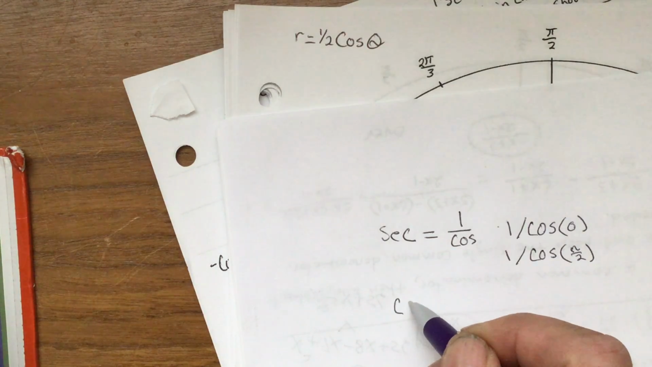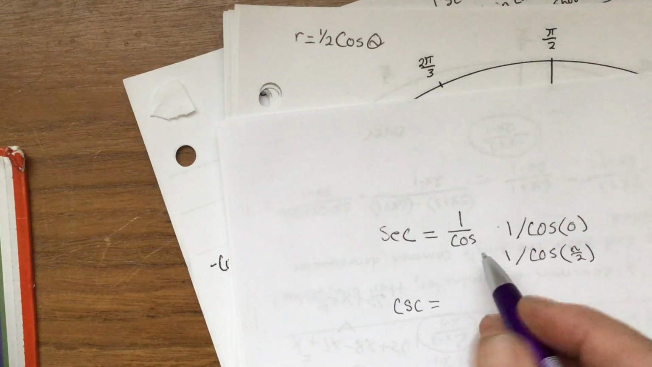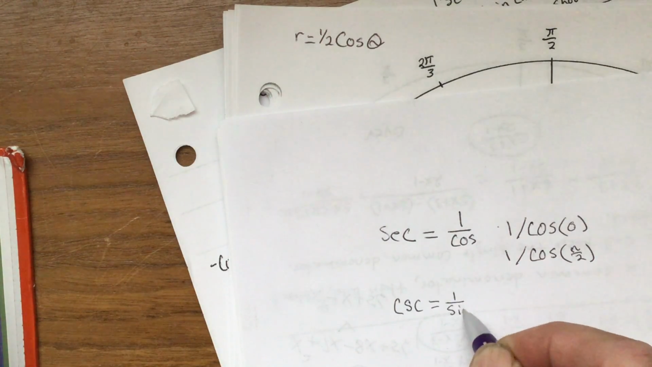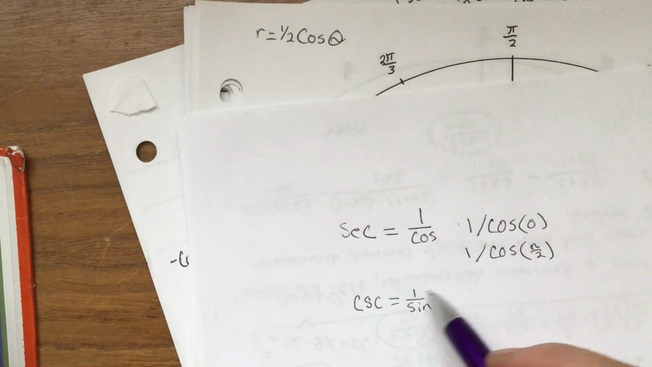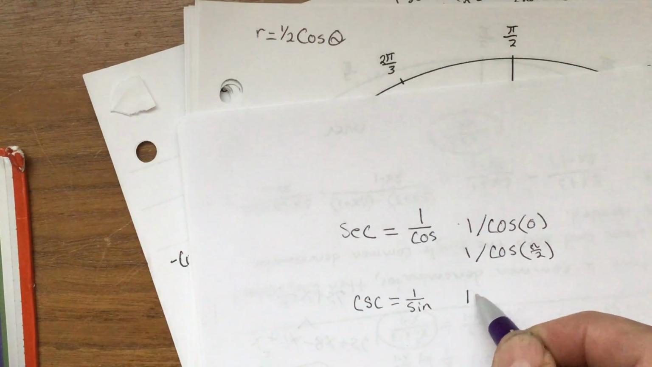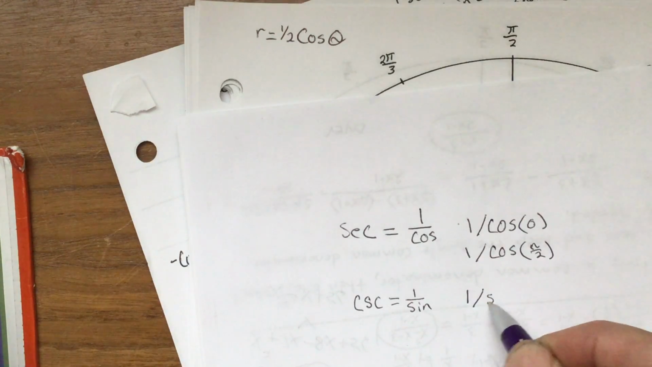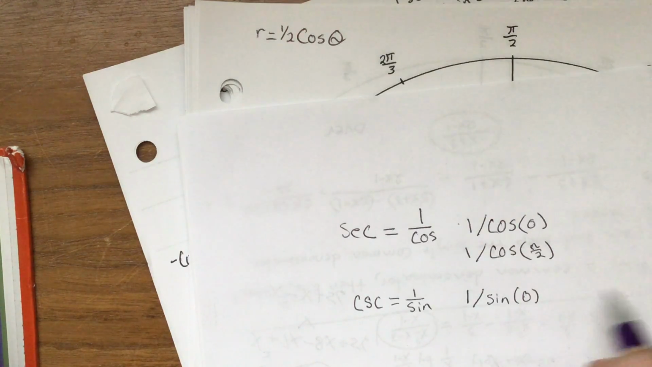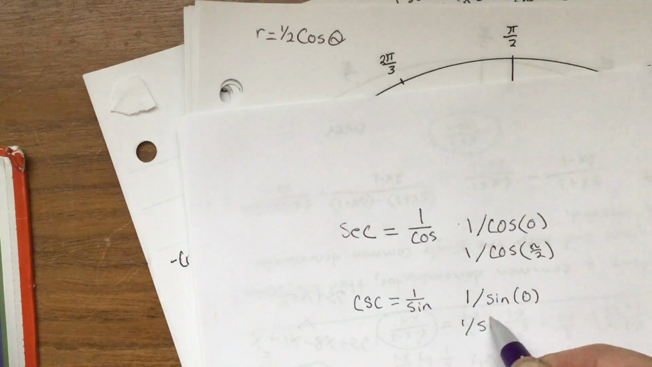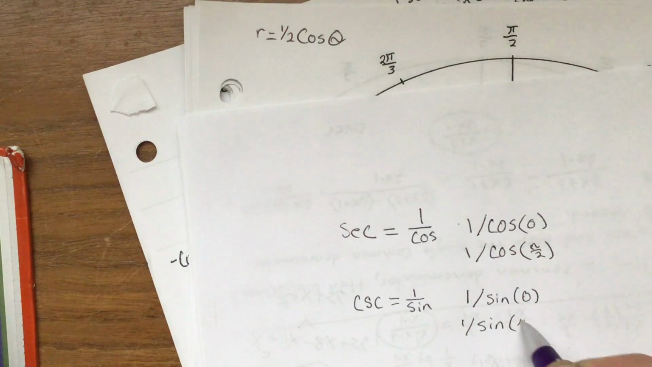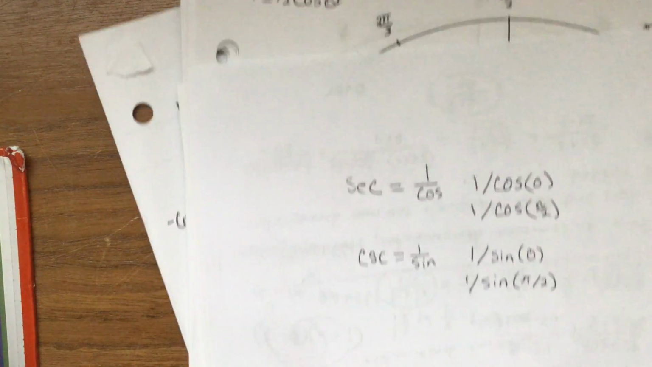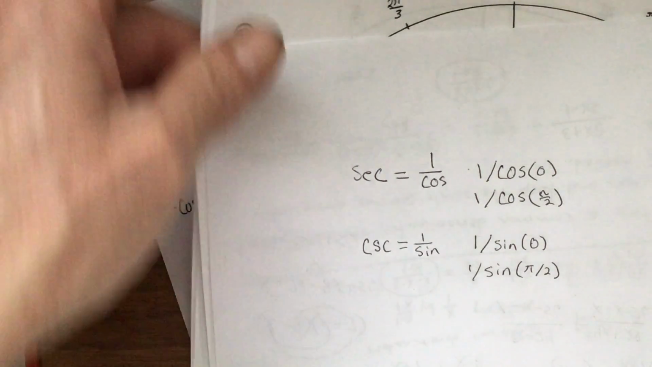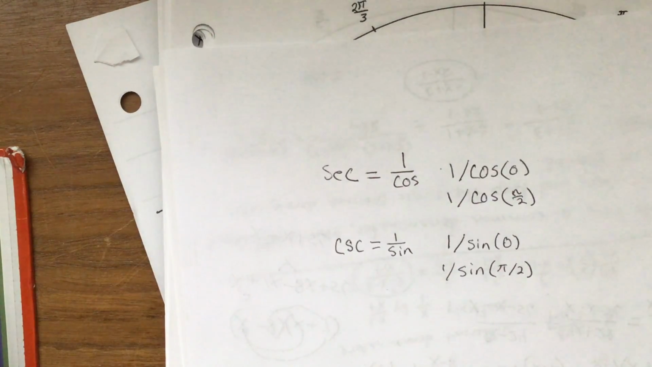Cosecant is the reciprocal of sine, so it's 1 over sine. And I did the same thing. To get the cosecant values, it's 1 divided by sine of theta, sine of 0 to get that one, 1 over sine of pi divided by 2, and so on. So I've done that for you. You shouldn't have to worry about that. Just use the table, plot the individual points.